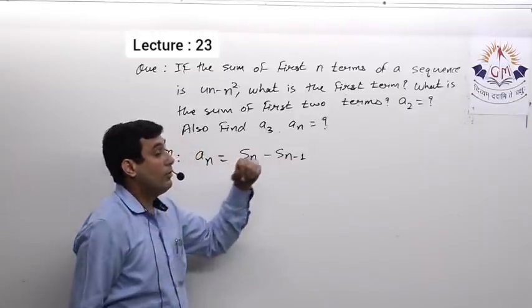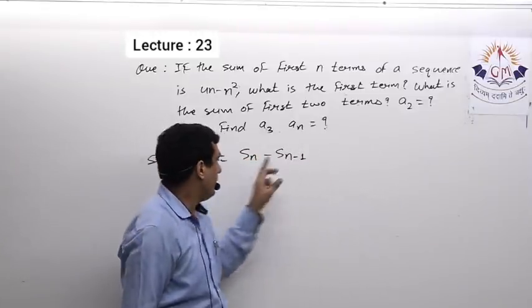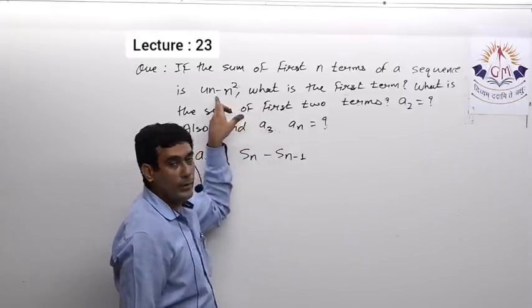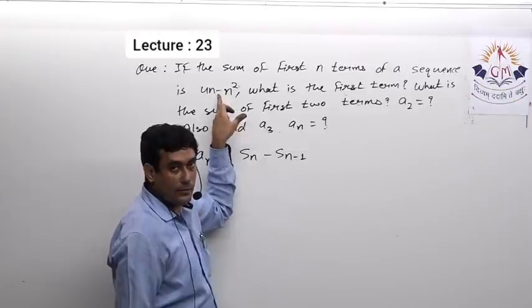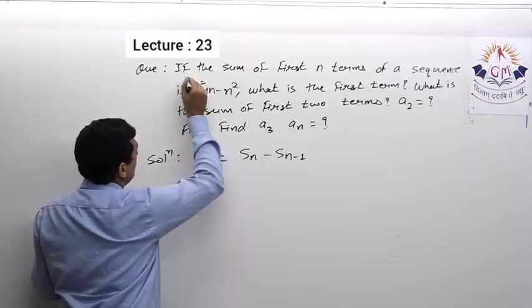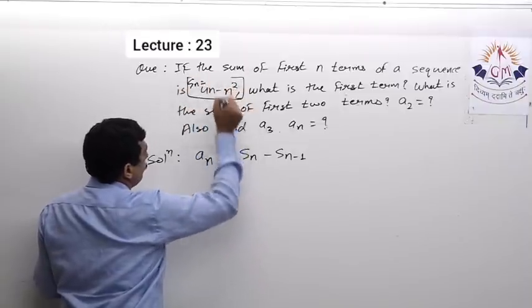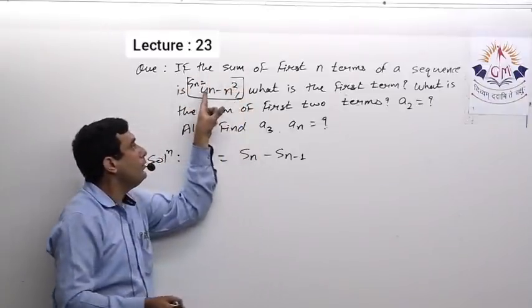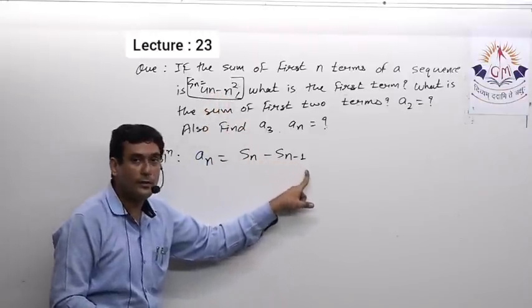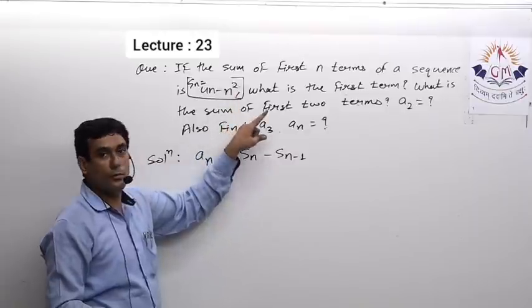Similarly, to get the value of S2, we put n equal to 2. To get the value of S3, see, this is actually S(n), so we'll put n equal to 3. Similarly, to get the value of S(n-1), we'll take n equal to n minus 1.